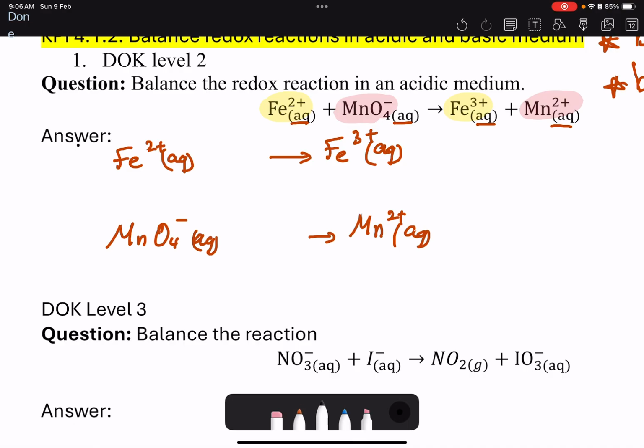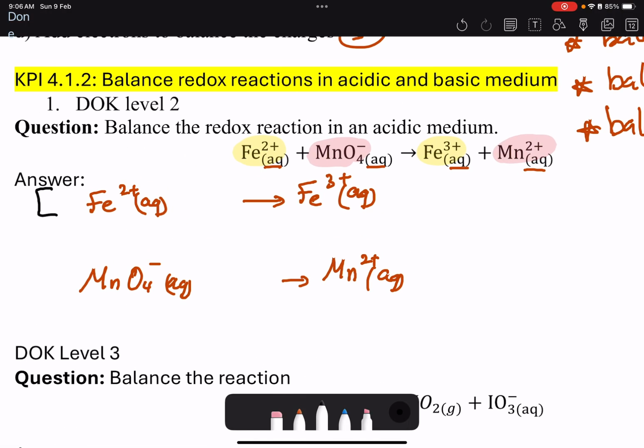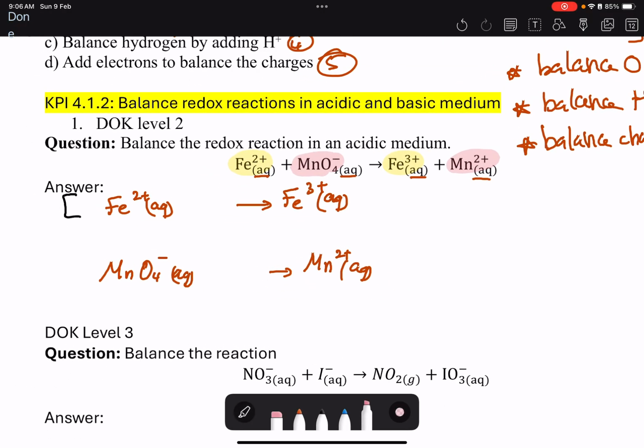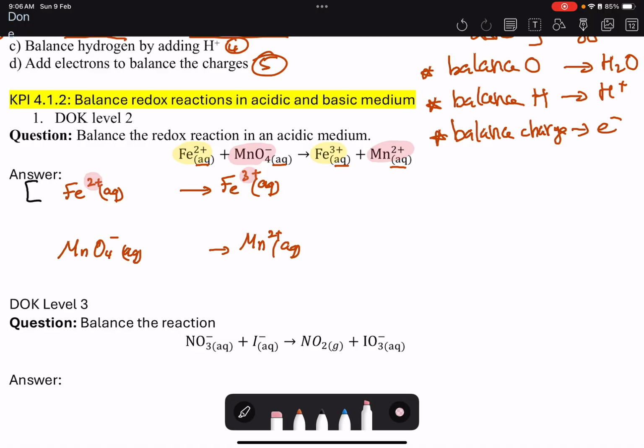So let me now focus on this one. Balance atoms, which is the Fe. 1 Fe, 1 Fe, the atoms are balanced. Balance O by adding H2O, there is no O in it. Balance H by adding H plus, there is no H in it. So we reach the part where we balance the charge. So on this side, I have a +2 charge, where here I have +3 charge. So I will add electron on the higher side, it means on this side, and I want the 3 plus to drop to 2 plus. So I need to add 1 electron on the higher side. So this is the oxidation half equation.